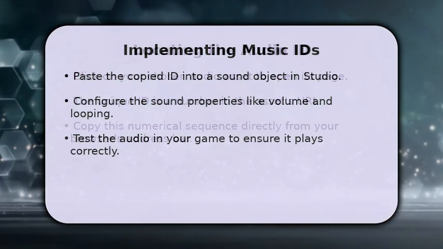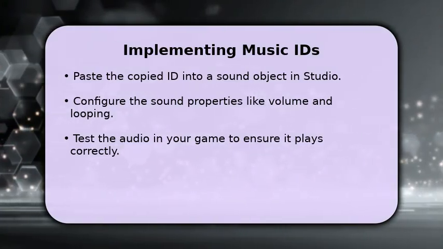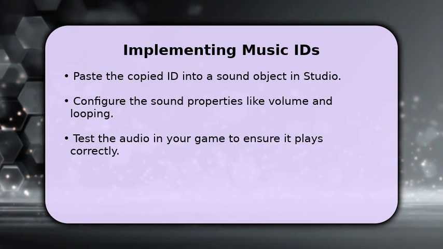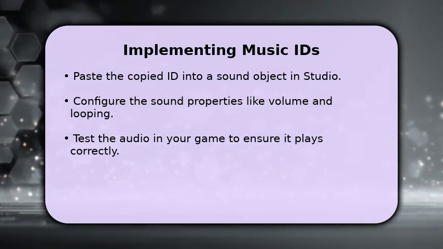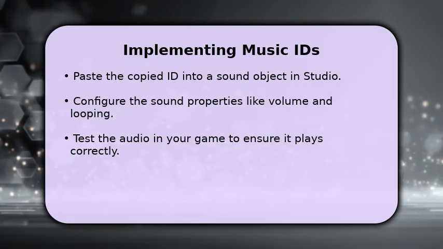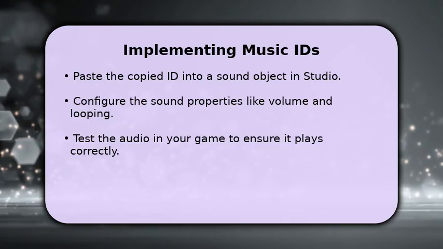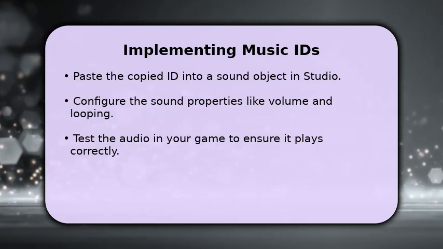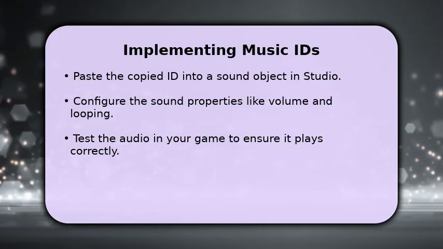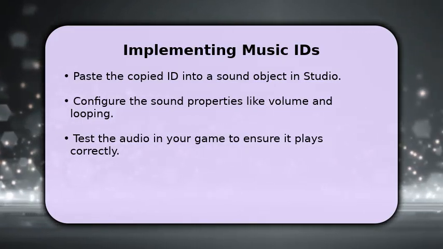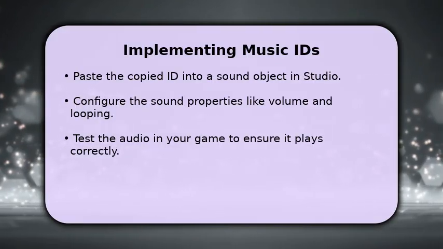step. With your Roblox Music ID copied, open Roblox Studio and navigate to your game. You'll typically insert this ID into a sound object within your game's workspace or a specific part. Paste the numerical ID into the sound ID property of that object. Remember to adjust other properties like volume, pitch, and whether the sound should loop. Finally, playtest your game to confirm the audio is working perfectly and enhancing your player's experience as intended.